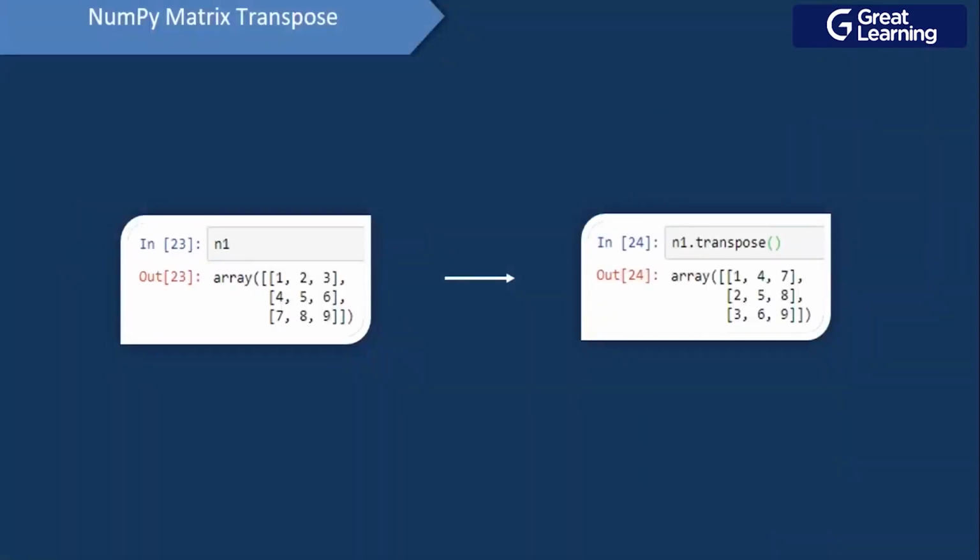Now we'll see how to transpose a matrix. So what is transposing? Transposing basically means interchanging the rows and columns. So here as you guys see, we have 1, 2, 3, 4, 5, 6 and 7, 8, 9. Now the rows would be interchanged with the columns. So here 1, 2, 3 which is present in the first row comes into the first column. 4, 5, 6 which is present in the second row comes into the second column. 7, 8, 9 which is present in the third row comes into the third column.